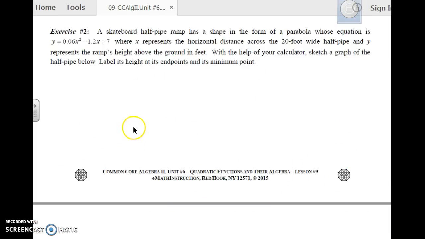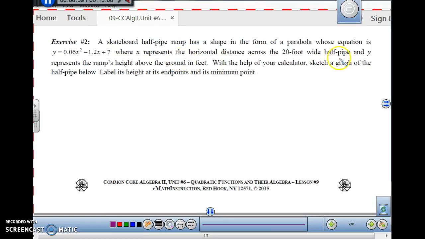All right, let's try another exercise. A skateboard half-pipe ramp has a shape in the form of a parabola whose equation is y equals 0.06x squared minus 1.2x plus 7, where x represents the horizontal distance across a 20-foot wide half-pipe, and y represents the ramp's height above the ground in feet. With the help of your calculator, sketch a graph of the half-pipe, label its height at the endpoints and its minimum point. Okay, so let's see if we can do that. Here's my sketch.